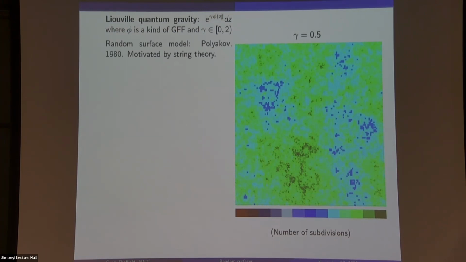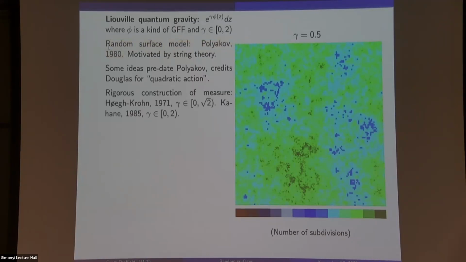And this kind of goes back to Polyakov in 1980. He invented what we call Liouville theory of gravity, which is basically a way of describing these random surfaces. Although to be fair, if you give this talk to physicists, they will point out that a lot of these ideas go back well before Polyakov.